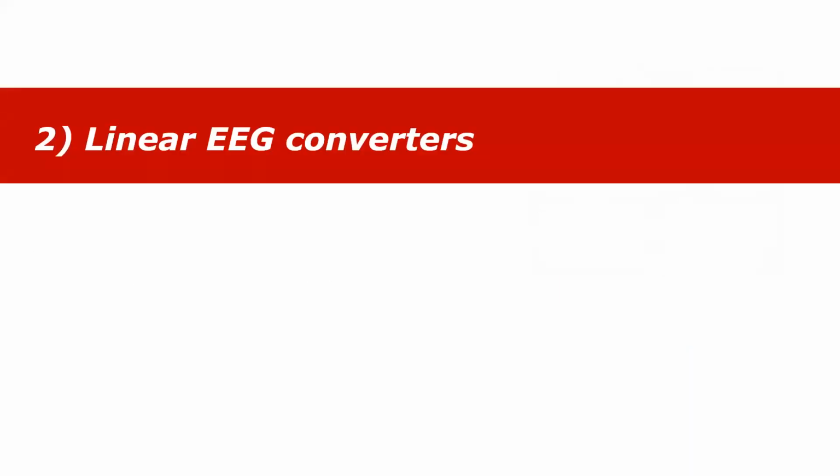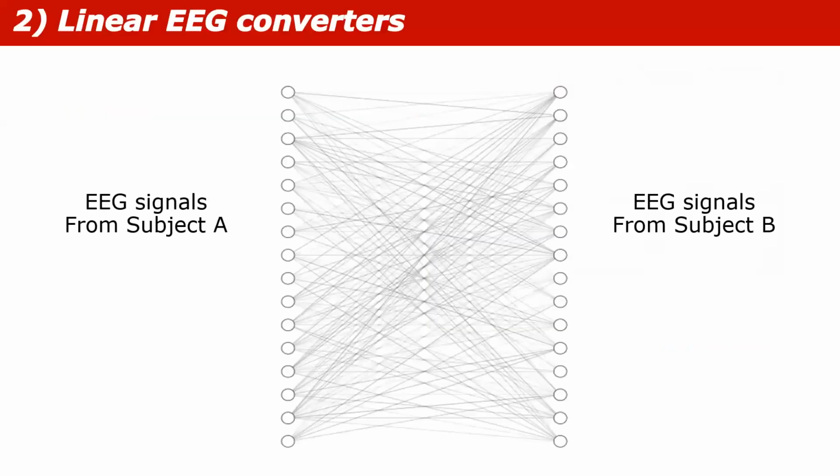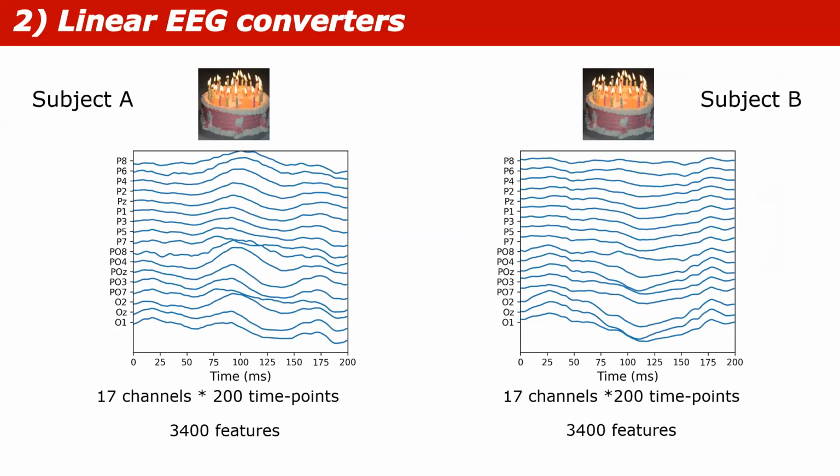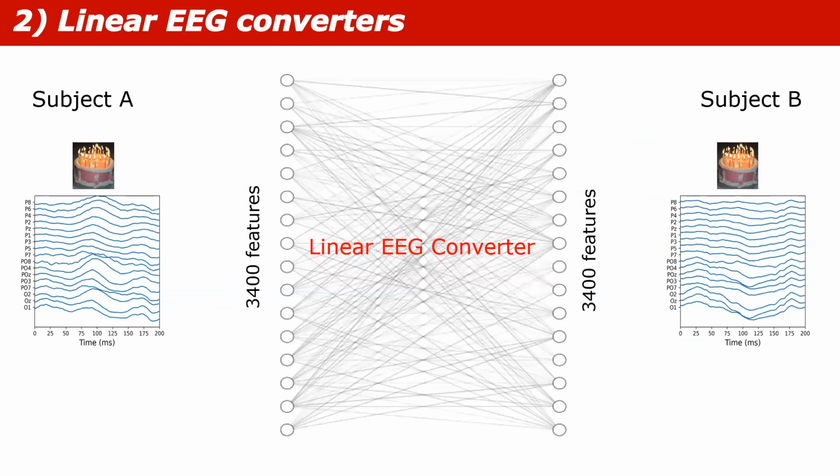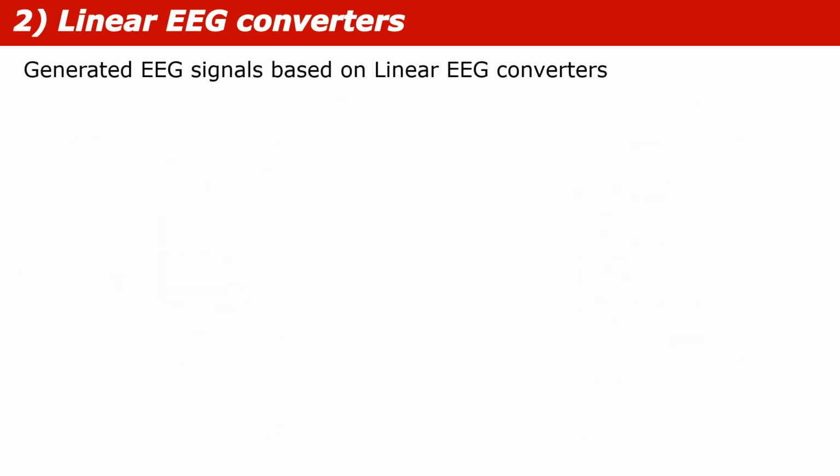Then we use the linear EEG converter to generate EEG signals from one subject to another. Based on this, we hope we can input the EEG signal from subject A to the linear converter, and it can generate the EEG signal for subject B. Here's an example of the EEG signals of 2 subjects who viewed the same birthday cake image. The shape of the signal is 17 channels by 200 time points, so we have 3,400 features in total for each trial of each subject. Then we train the linear converter to learn the mapping from the 3,400 features of subject A to the 3,400 features of subject B. Based on this, we can test the performance.